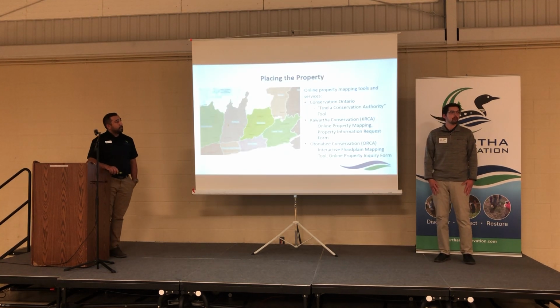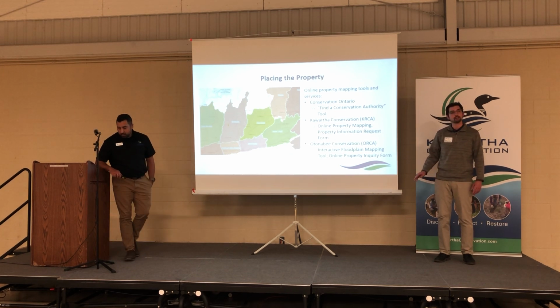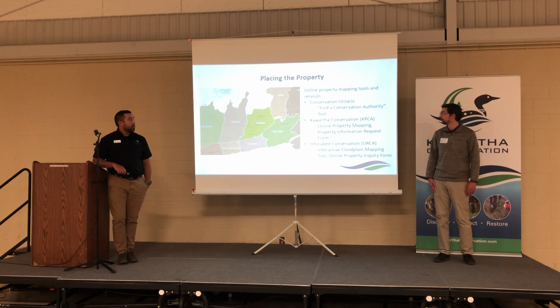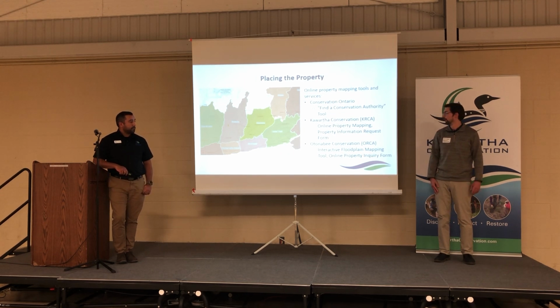So when you're looking to apply for a permit for any work that's close to a regulated feature, your first step would be to determine which conservation authority has jurisdiction over the property that you're proposing work at. So your first step would be to go to the Conservation Ontario website and check out their Find a Conservation Authority tool. It's an interactive mapping tool that allows you to place your property within which conservation authority has jurisdiction over it.